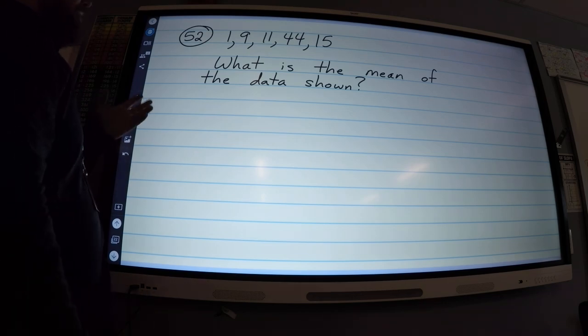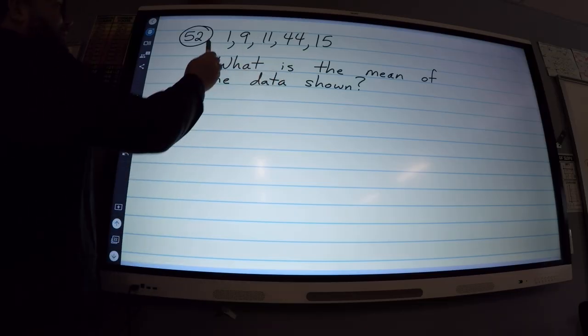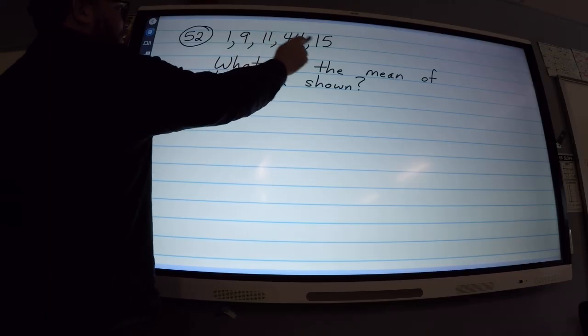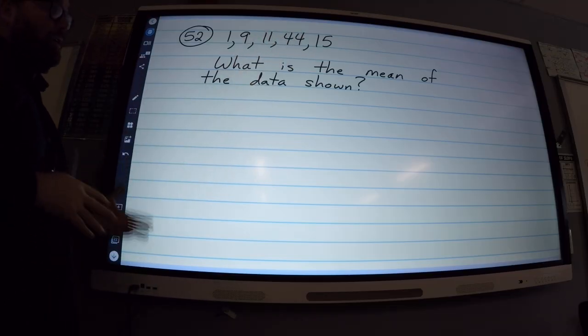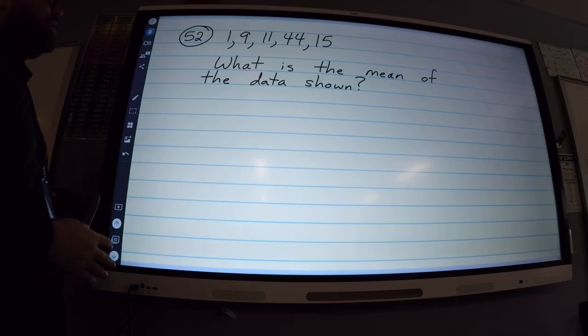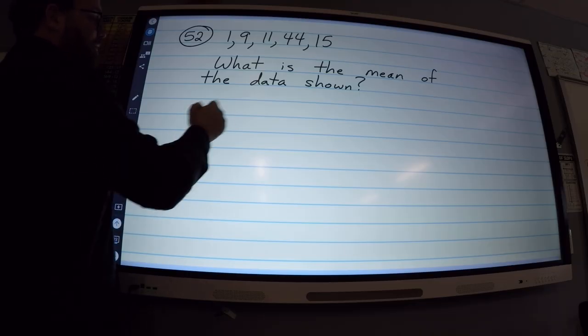All right, this problem asks us what is the mean of the data shown, and it gives us 5 different values: 1, 9, 11, 44, and 15. So when they talk about mean, they mean the average. So to figure out the mean, what we're going to do is add up all the values here and divide by the number of values.